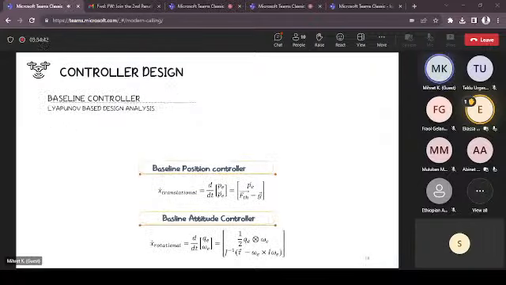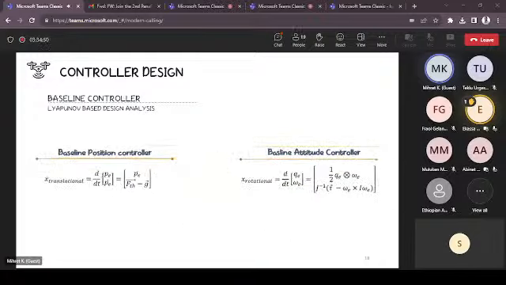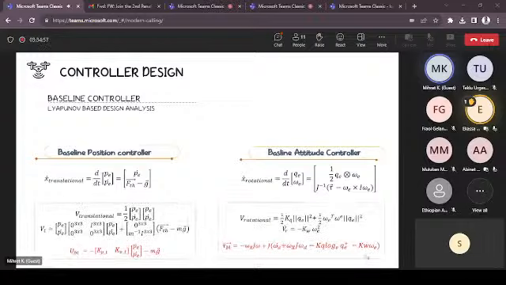So the baseline controller is constructed as two cascaded controllers emanating from the translational and rotational dynamics of the quadrotor. So the design follows by defining a positive definite Lyapunov function for both the position and attitude control loops. Both the position and attitude control loops are defined in a way that the derivative of the defined Lyapunov functions becomes negative semi-definite. So the ones presented in red are the baseline control loops, and this summarizes the baseline controller design steps.